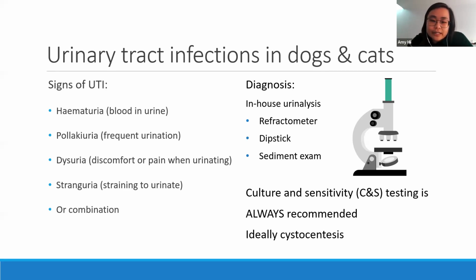This is why culture and sensitivity, or C&S, is always recommended to guide treatment. This is ideally done with a sample obtained through cystocentesis, but this may not always be possible. The urine sample is usually sent off to an external diagnostic laboratory for aerobic culture. The results can take 48 hours or more to return to the clinician.